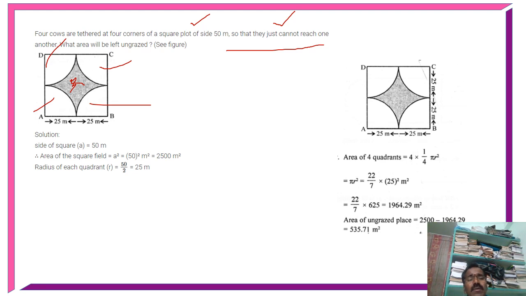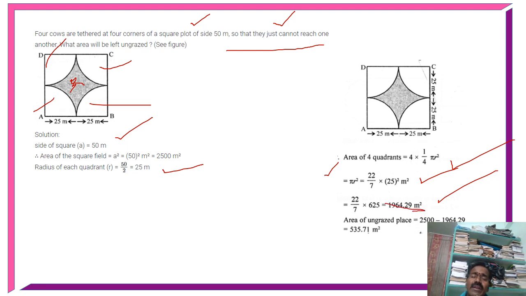To find it the simple way, the side of the square is 50 meters according to the given question, and the radius of each quadrant is exactly half of the side, 25 meters. The area of a quadrant is 1 by 4 pi r square, but 4 quadrants are there. 4 into 1 by 4 pi r square is one circle, pi r square. We substitute: 22 by 7 into 625. After simplification, we have 1964.29 meters square.